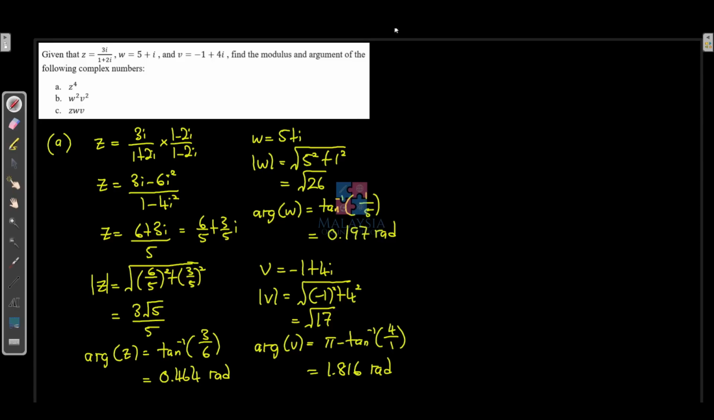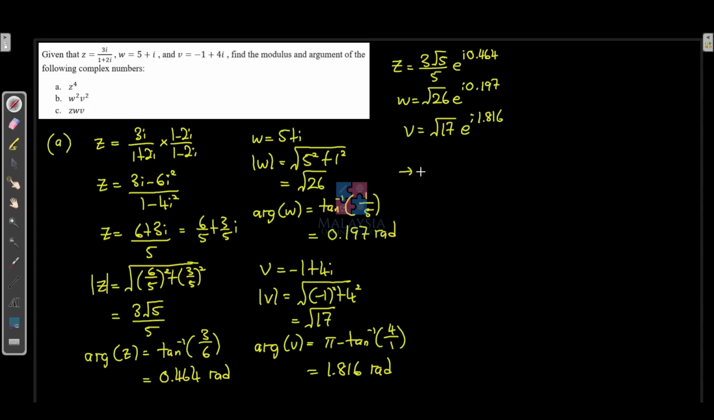After we found everything, we can write them in this form. Like I said just now, we write all of them in exponential form. So z equals 3√5/5 e^(i0.464). For w, we have square root 26 e^(i0.197). And finally, v, we have square root 17 e^(i1.816). Now we can start the question.